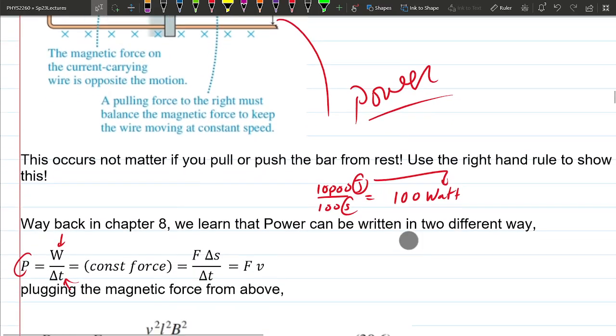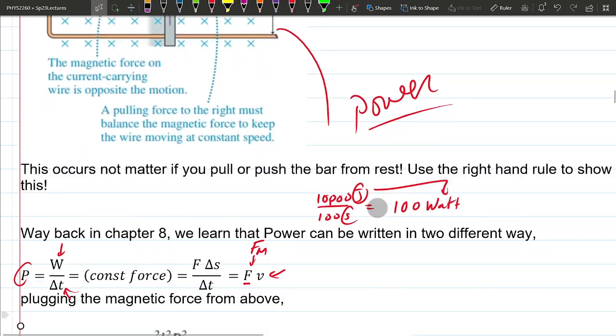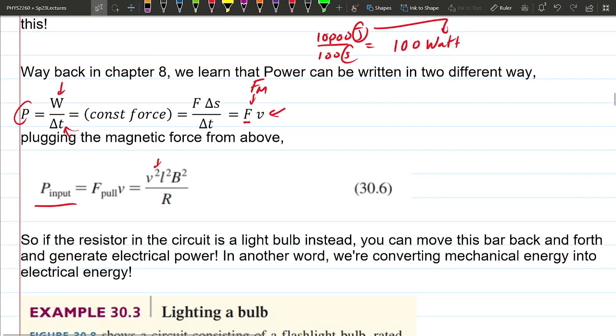So this force has to be whatever the magnetic force we got, and then we multiply by the velocity once again. So basically it's multiplying by another factor of v. Therefore, the amount of power that comes out of this little slide bar generator is v squared, L squared, B squared over R. So a bunch of squares, okay? So you can actually generate power out of this.